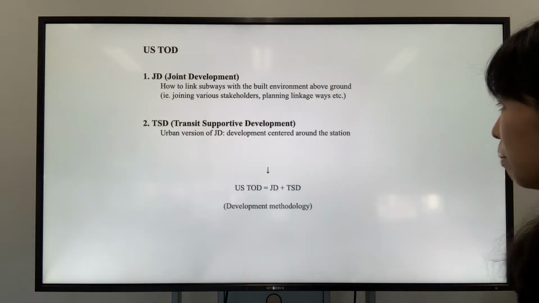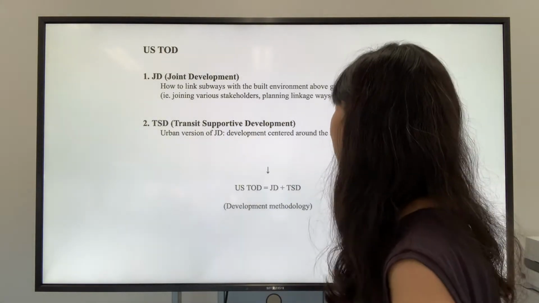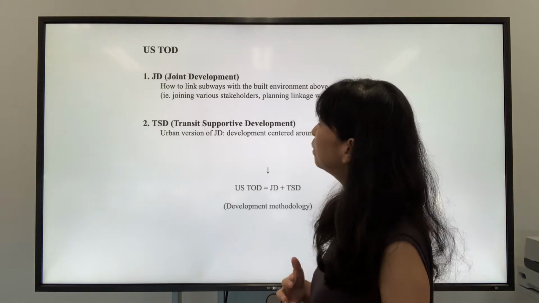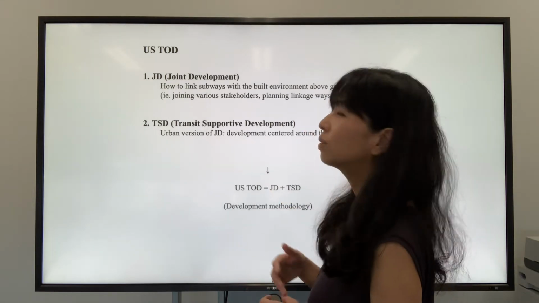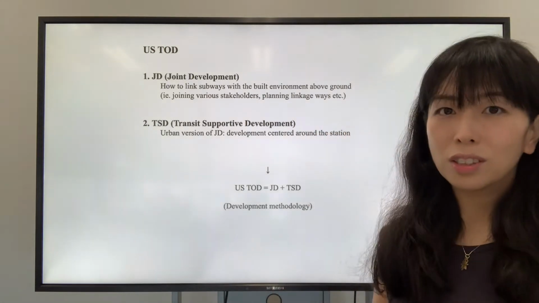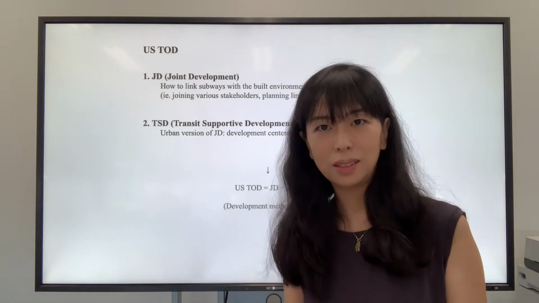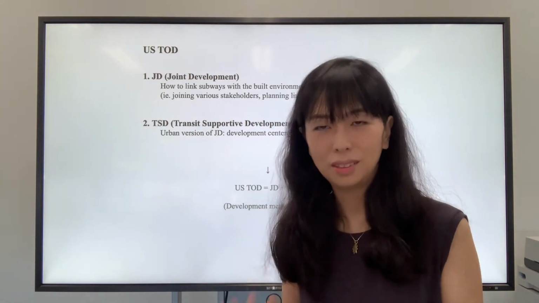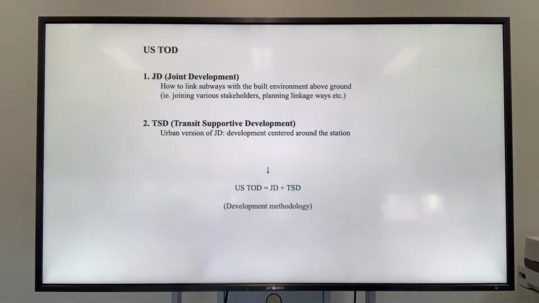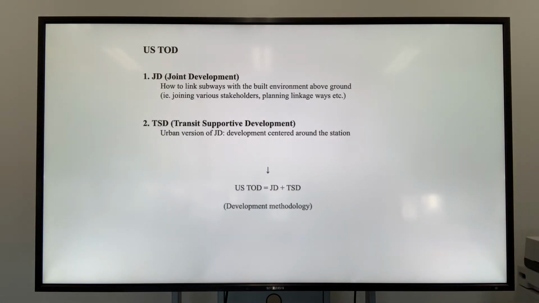Simply to wrap up, the US model of TOD is joint development plus transit supportive development. And this is a development methodology. Therefore, the benefit of this is that you can replicate it and apply it in different cities. So this is why TOD became very well known, and it has been used in many different countries.